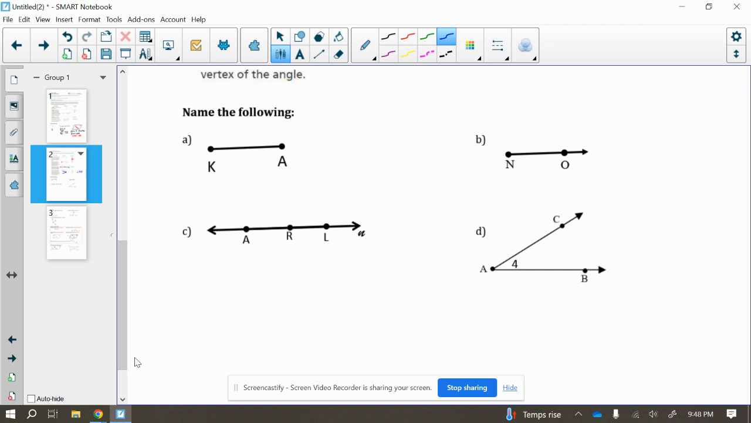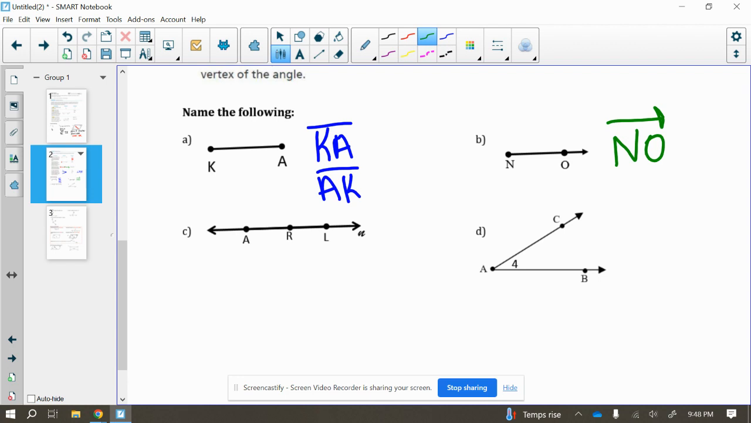So we want to name the following here. Okay, again, we have this segment KA. You could either call it KA or AK. Again, this is a segment. Next, we have a ray. We only have one option here for this ray. It's going to be NO.